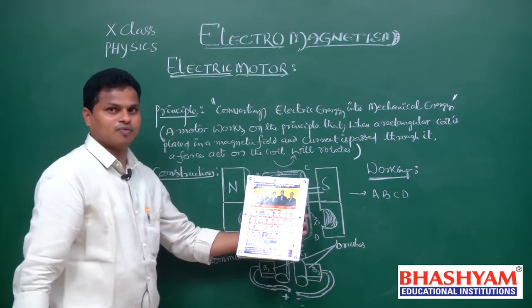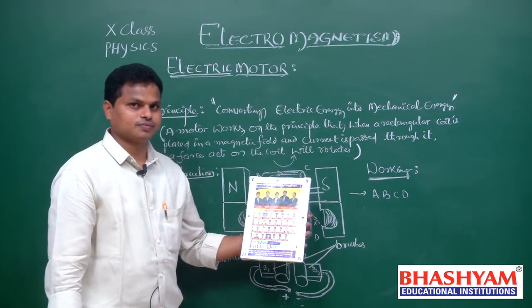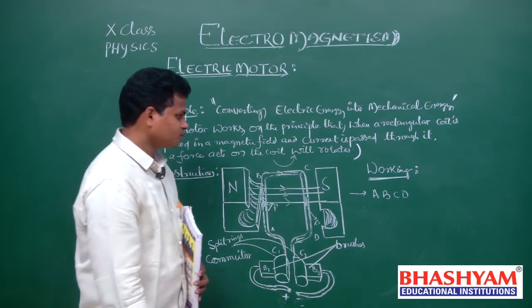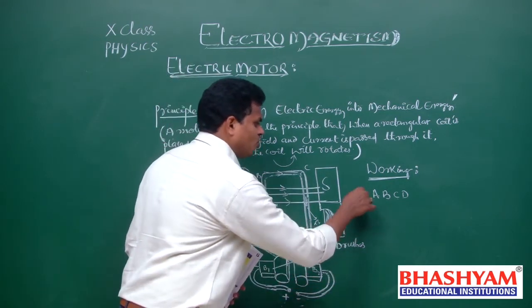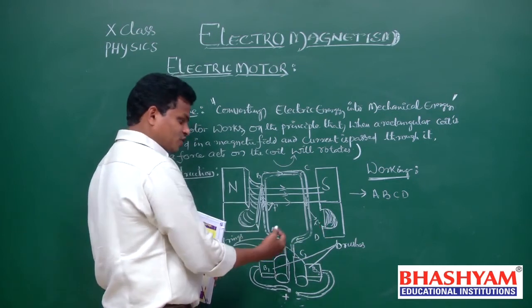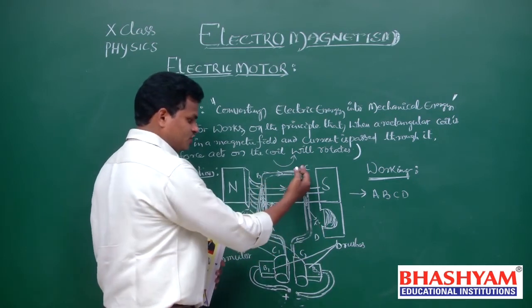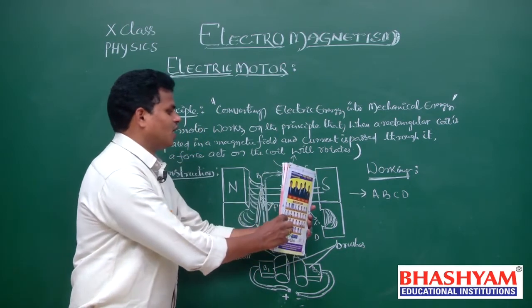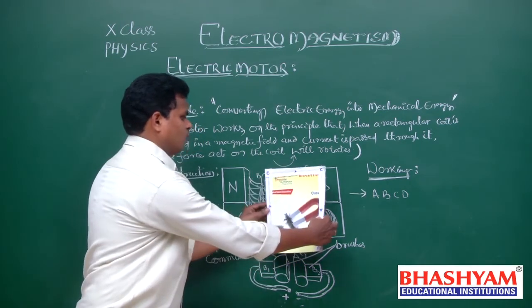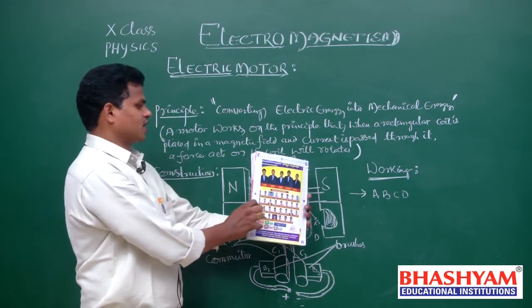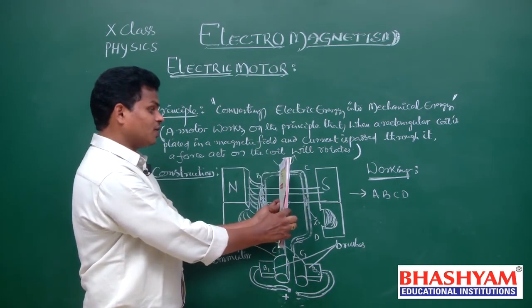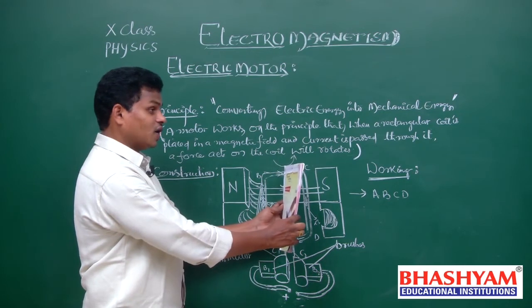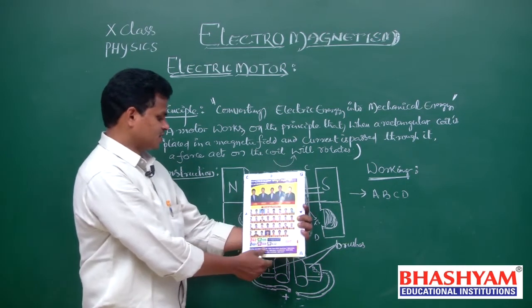After half rotation, what will happen? Okay, let us see. This is before half rotation, the current direction of the coil is A to B and C to D. Now this is the half rotation. At the quarter rotation, due to the inertia, the coil comes into motion like this.